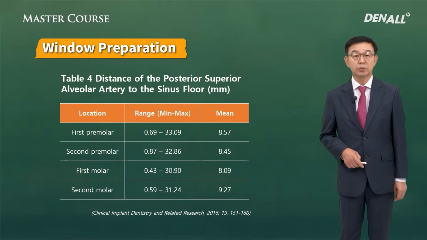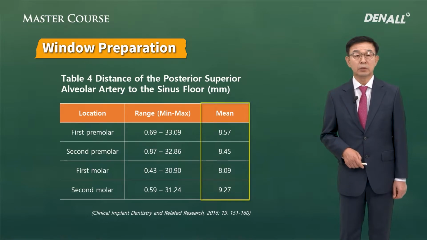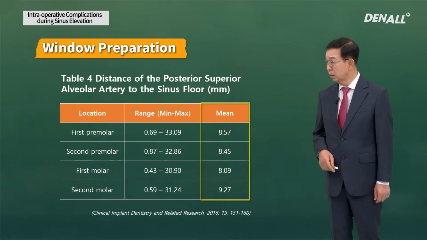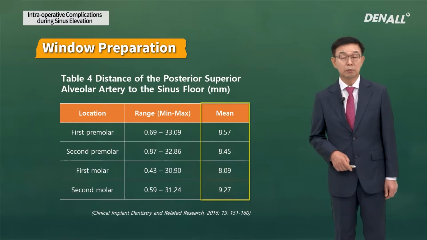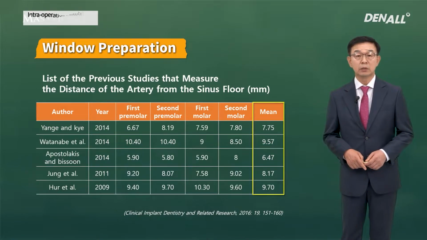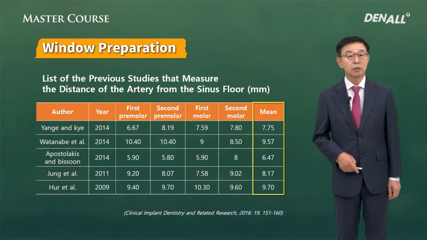The intraosseous artery is different depending on the patient. If you look at the literature, the vessel can exist 9 to 10 millimeters superior from the sinus floor.